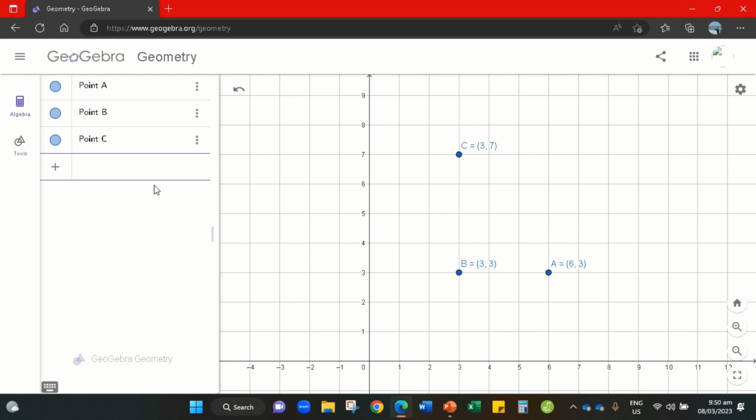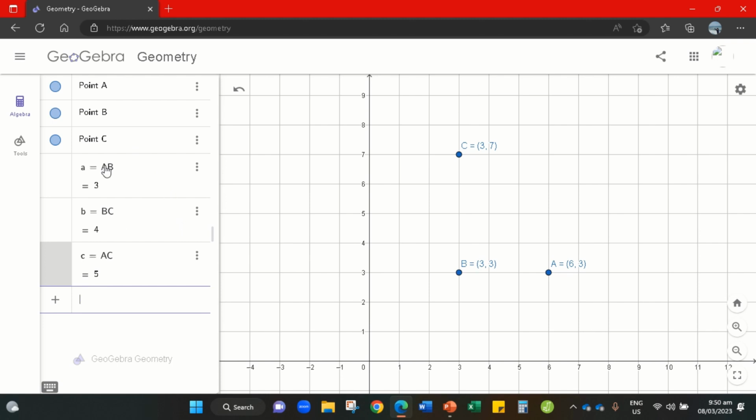First, you can work with their coordinates. For example, if I want to find the distance from AB, you type point A and B, and it will give you the distance. If you want to find the distance from B to C, you have 4. And you can find the distance from A to C, that would be 5. So I have now the distances. However, there is another method, so let me just delete this one.